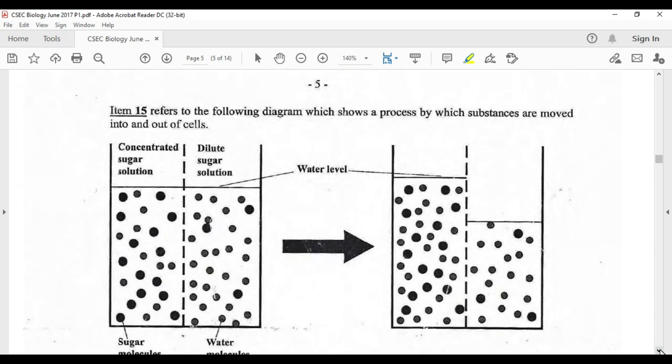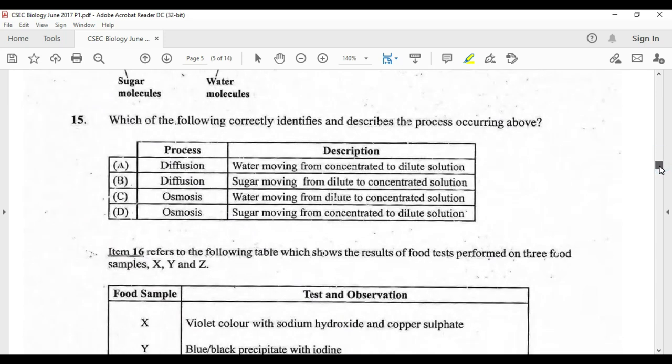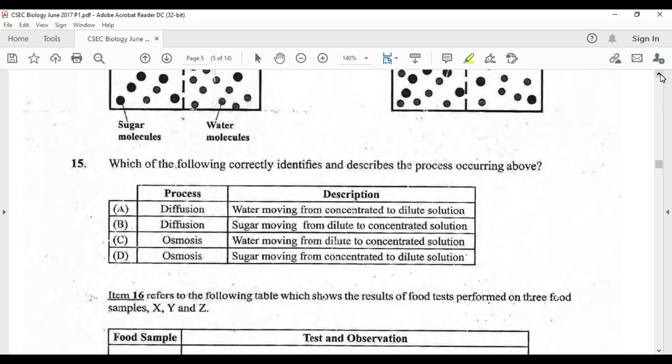All right, 15 refers to the following diagram, which shows a process by which substances are moved into and out of cells. Into and out of cells. You would have seen, I would have had a video of this on my channel. You can go and look. Now, let us see what is required of us. For 15, which of the following correctly identifies and describes the process occurring above? So we want to look at what is happening above.